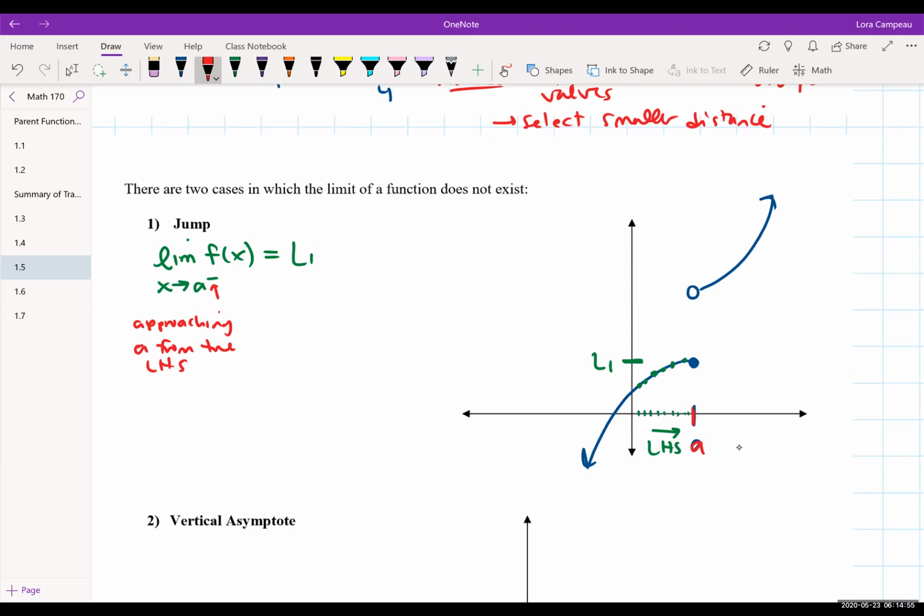This notation with the little negative sign means that you are approaching A from the left-hand side. I like to think about it, it helps me remember negative: if you're coming from the negative sign on a one-dimensional number line, you are coming from the left-hand side. So be careful with that.